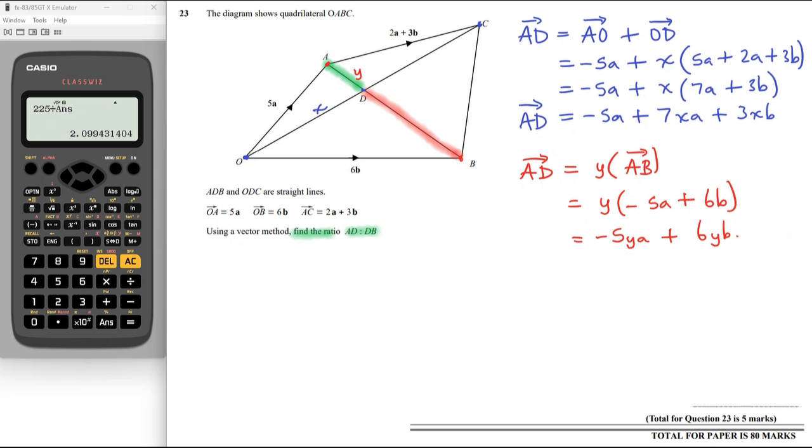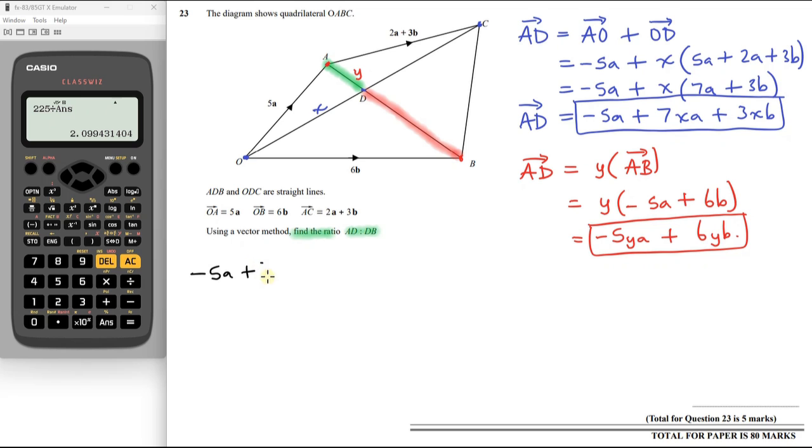So notice now we've got two representations of AD. Let me just make that clear. AD is equal to all of this, but we also worked out that AD is equal to all of this as well. So what we can do is now set these expressions equal to one another. So negative 5a plus 7xa plus 3xb is equal to negative 5ya plus 6yb.